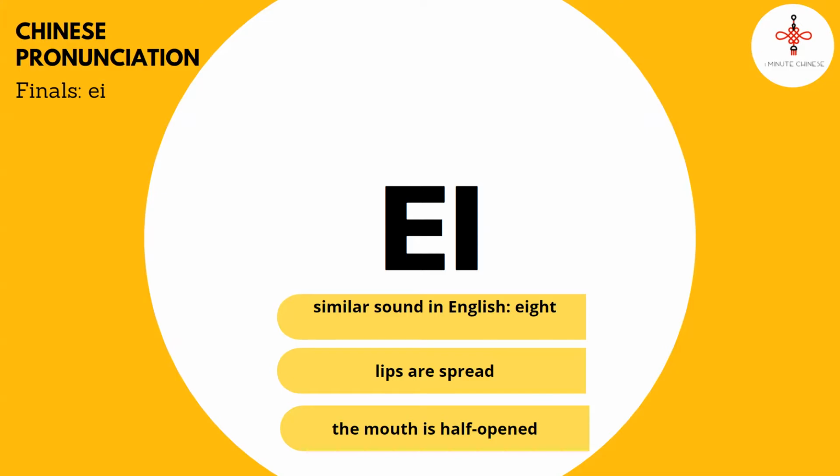Say A. Try to repeat the English letters A and E really fast, like this. A, E, A, E, A, E, A, E, A, E. Let's say A. Now mimic the mouth shape in the video carefully and repeat after it.